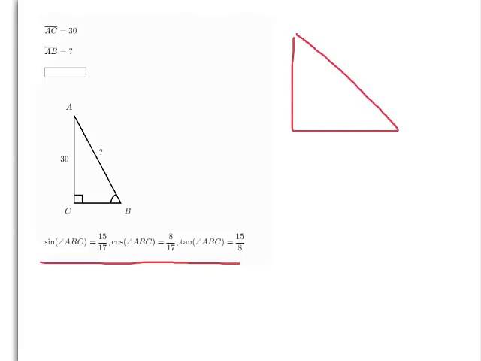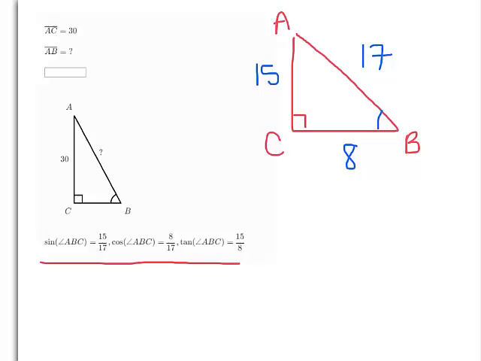The information that they're giving me is kind of like a scaled down version of the triangle that I have. So they're telling me that the sine of ABC, or the sine of B, this angle right here, is 15 over 17. That means that the opposite side is 15 and the hypotenuse is 17. They tell me that the cosine of that angle is 8 over 17, so I can say that that adjacent leg is 8. And to confirm, they're telling me that the tangent is 15 over 8, and that makes sense because the opposite side is 15 and the adjacent side is 8.